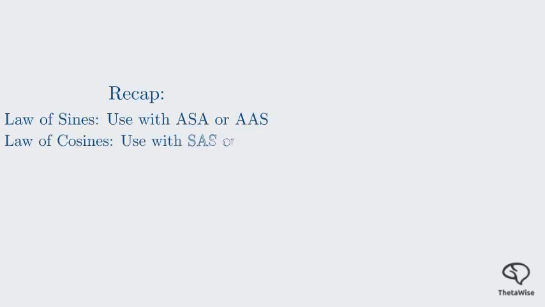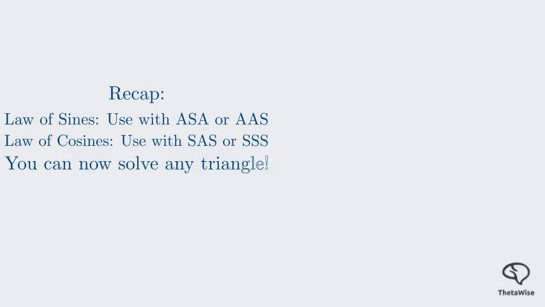To recap, we've learned two powerful laws for solving any triangle. The law of sines is used when you have a side and its opposite angle, and the law of cosines is used when you have two sides and the included angle, or all three sides. You are now able to use these laws to solve for unknown sides and angles in any triangle. And that brings us to the end of our comprehensive trigonometry lesson.